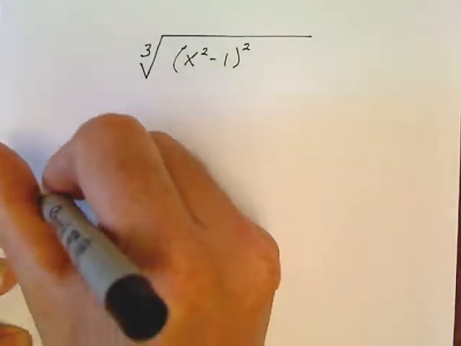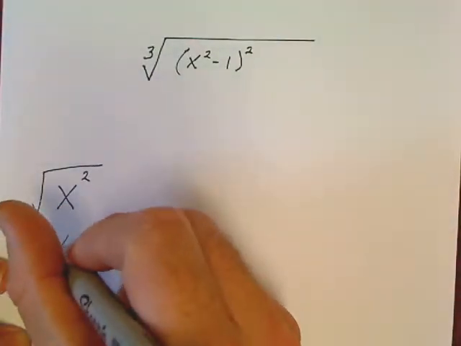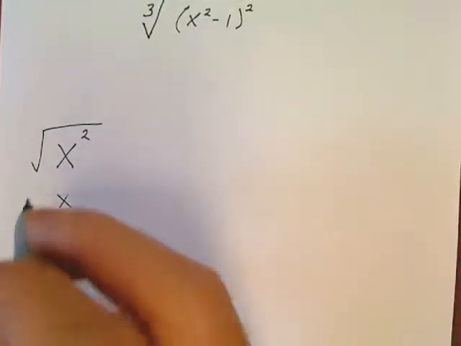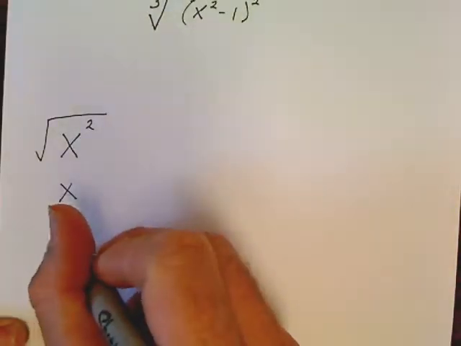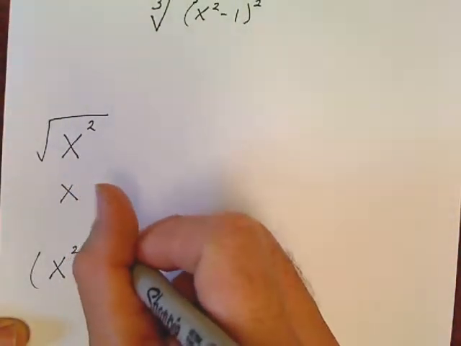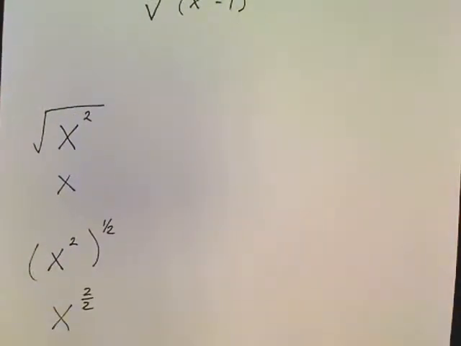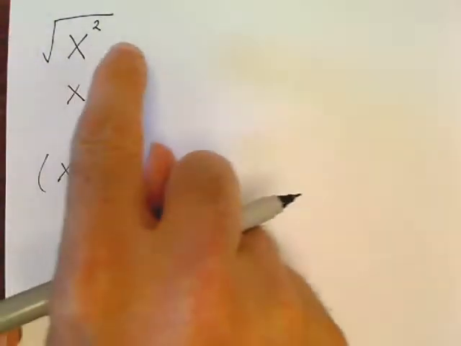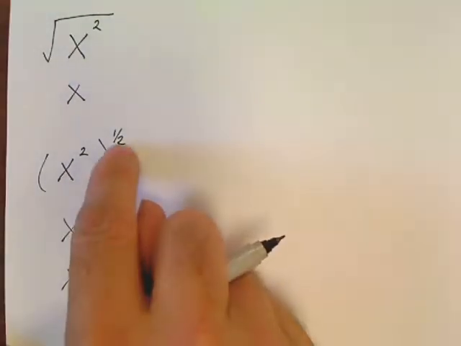What if I told you to take a square root of x squared? Well, you know that's x. Have you ever thought about why it's x, though? All you're doing, remember what a square root is. It's a half power. All you're saying is x squared to the half power, which is 2 over 2, which is 1. That's the reason why the square root of x squared is just x. We just don't ever think about this 1/2 and all this kind of stuff.